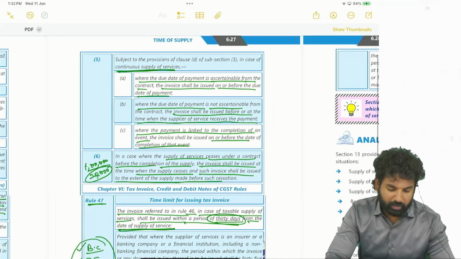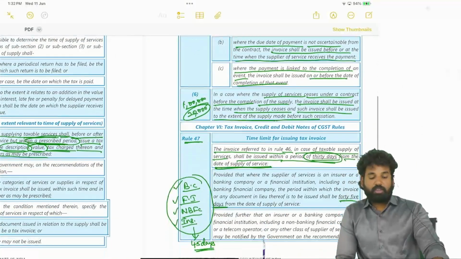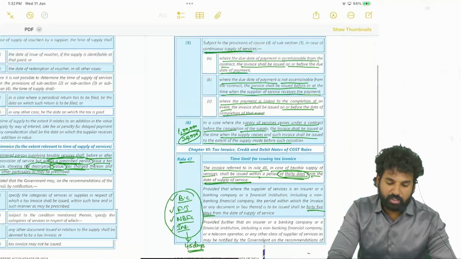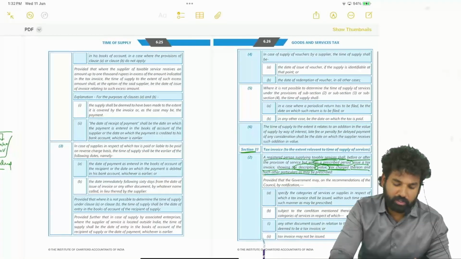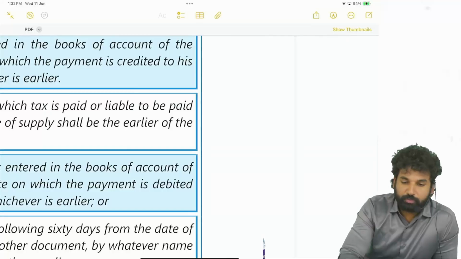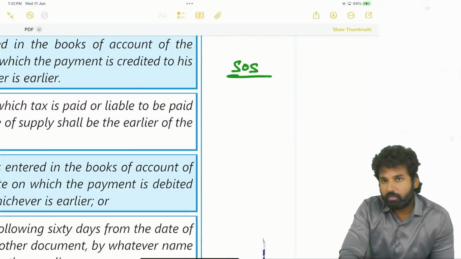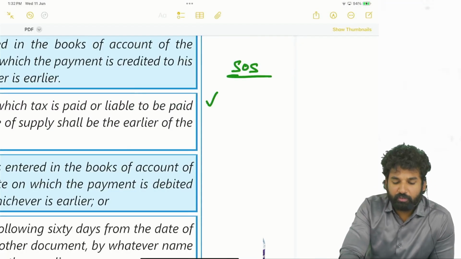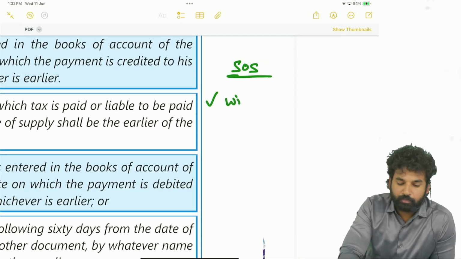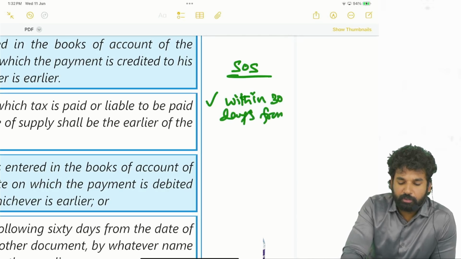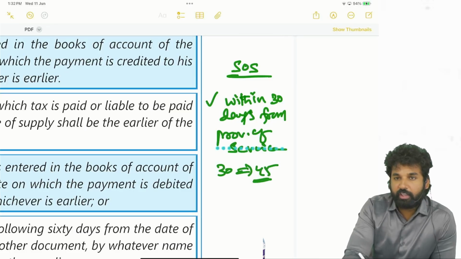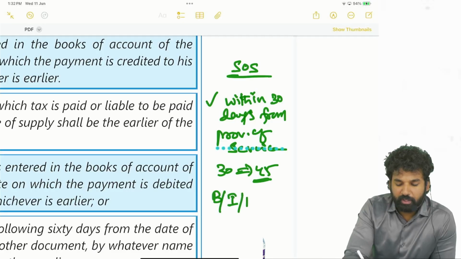So these are the due dates by which the invoice shall be issued with respect to services. How many have we discussed? Only 2 things here. With respect to supply of services, first, the invoice can be issued at any time, but within 30 days. From which date? From provision of service. This 30 days will be replaced with 45 days in case of banking company, insurance company, financial institutions, NBFC. Correct?